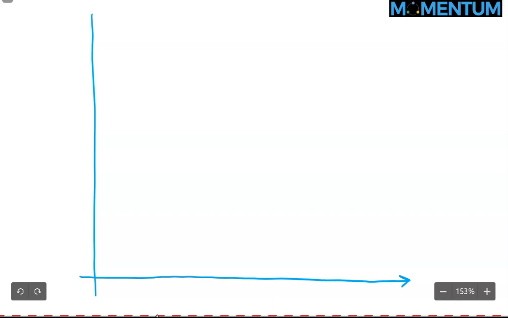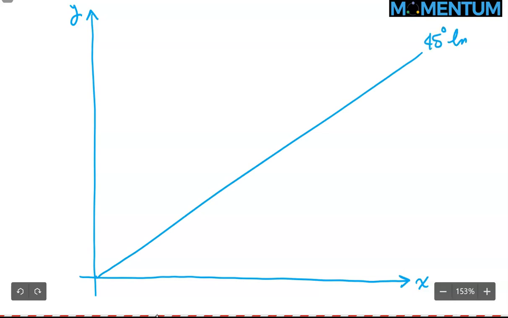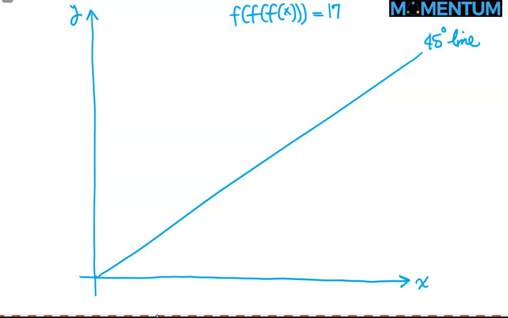It's the AIME. We knew this would be bashy. The y-axis here. We have the 45-degree line. Actually, let me draw this 45-degree line, light blue color again. And now the critical thing: f of f of f of x equals 17. So we need to investigate that. We already know how the function will look. We just identify where the point 17 is located. Let's put it somewhere here, I guess.